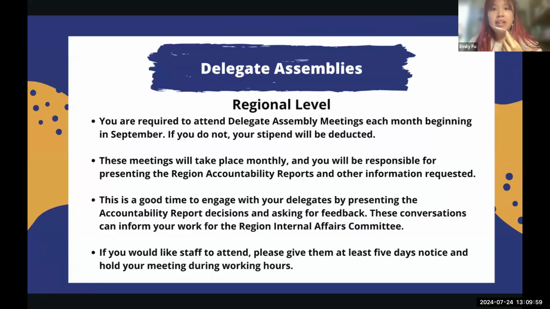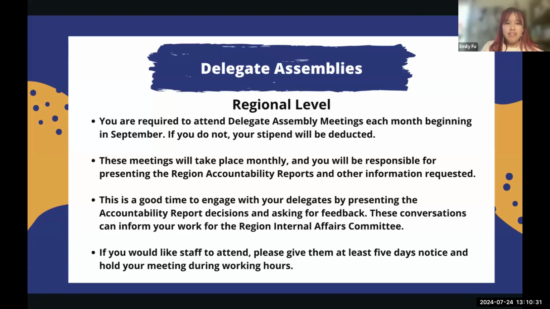Yeah, so I'll be talking about delegate assemblies. Delegate assemblies is where the rest of your regional board and all your verified delegates or alternate delegates meet on a monthly basis. And it is really important that you as the vice chair join these delegate assemblies. Starting in September, you're required to join delegate assemblies. If not, your stipend will be deducted. And during this meeting, you're responsible for presenting the region accountability reports and any other information requested.